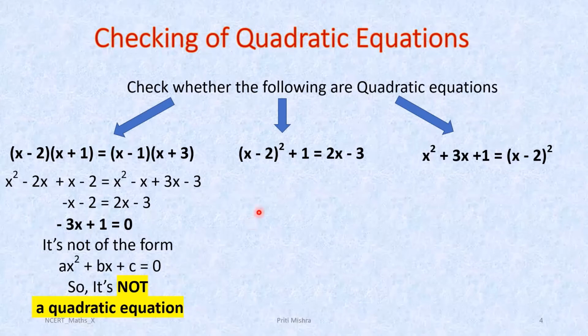Now it's time to check the second one. In order to simplify this, we need to open x minus 2 whole square. Here we are going to use identity a minus b whole square. So it will be x square minus 4x plus 4. And plus 4 plus 1 will be plus 5 here. On the right hand side, we are having 2x minus 3.